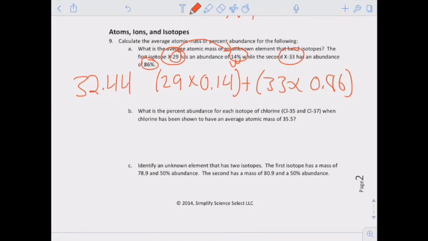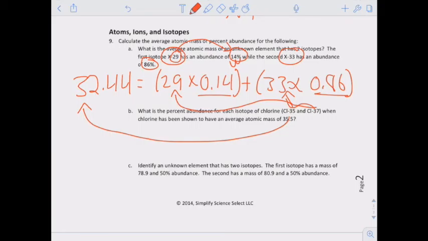Number 5, or B on that, says what is the percent abundance of each isotope of chlorine when chlorine has been shown to have an average atomic mass of 35.5. Now when we're looking at this, we can use the problem above to look at each piece. So we have chlorine 35 and chlorine 37. Well, that is a mass, that is a mass. So it would be set up just like that. And that would go there. And we have an average atomic mass, which is right there. Now, what we don't have is the percentages.